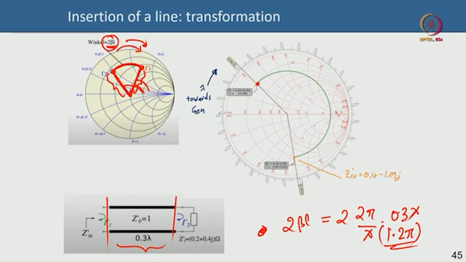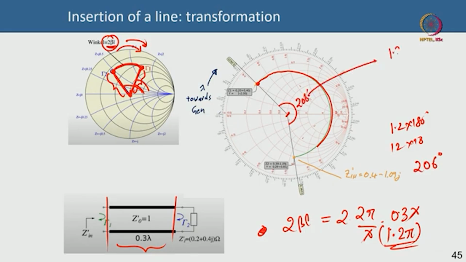So, around this center point, remember this center point, I am rotating it clockwise by 1.2 into 180 degrees. That is 180 and 36, so that is 216... whatever, roughly 206 degrees. So, this angle is 206 degrees, or also 1.2 pi in radians, same thing. I am moving along this line and I have reached this point. This point is the new point on the Smith chart that I have arrived at because I have added this transmission line of length 0.3 lambda.